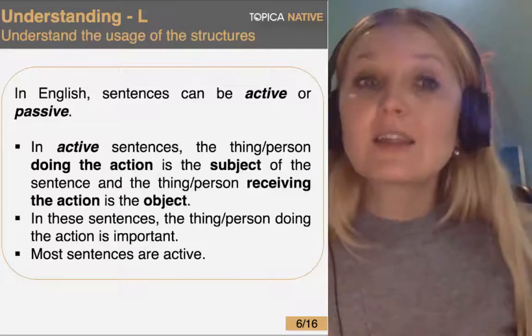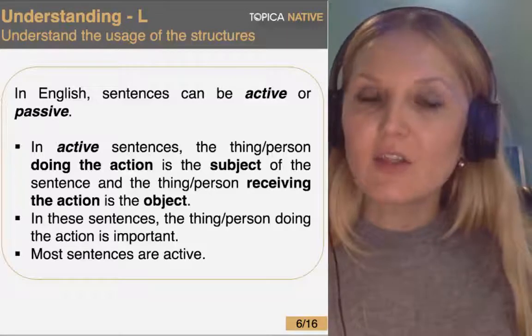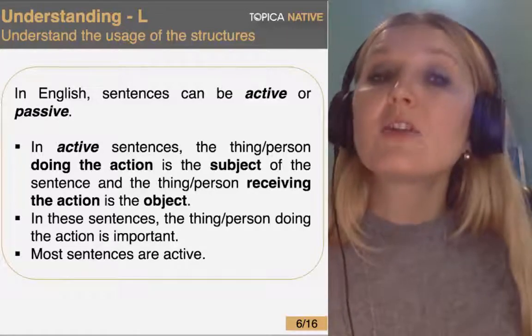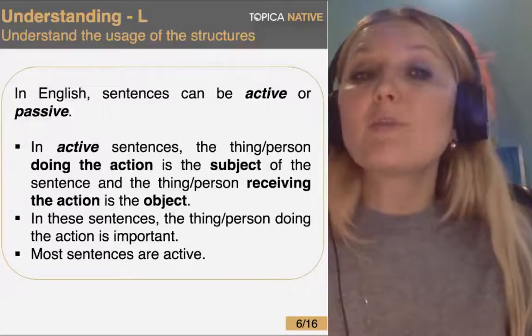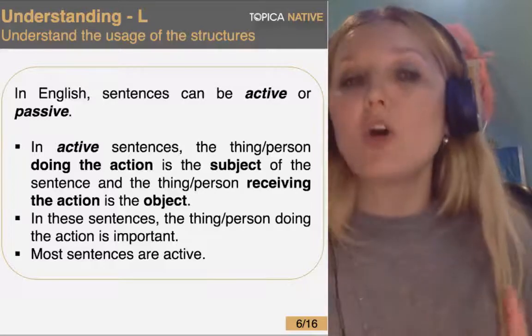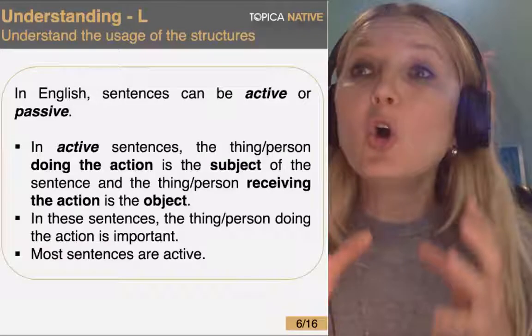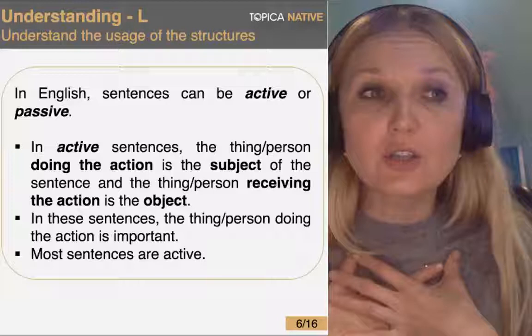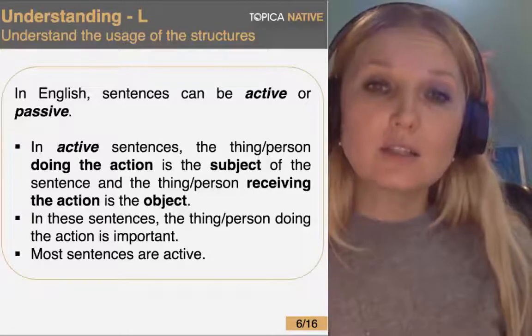So in English, sentences can be active or passive. We already know that. In active sentences, the person doing an action is the subject of the sentence. It does the action. And the person or thing receiving an action is the object. So it's important who does the action. I bought the ticket, so it's important. My husband fixed the car. Who is important? My husband. So the person who does the action is important, and most sentences are active.